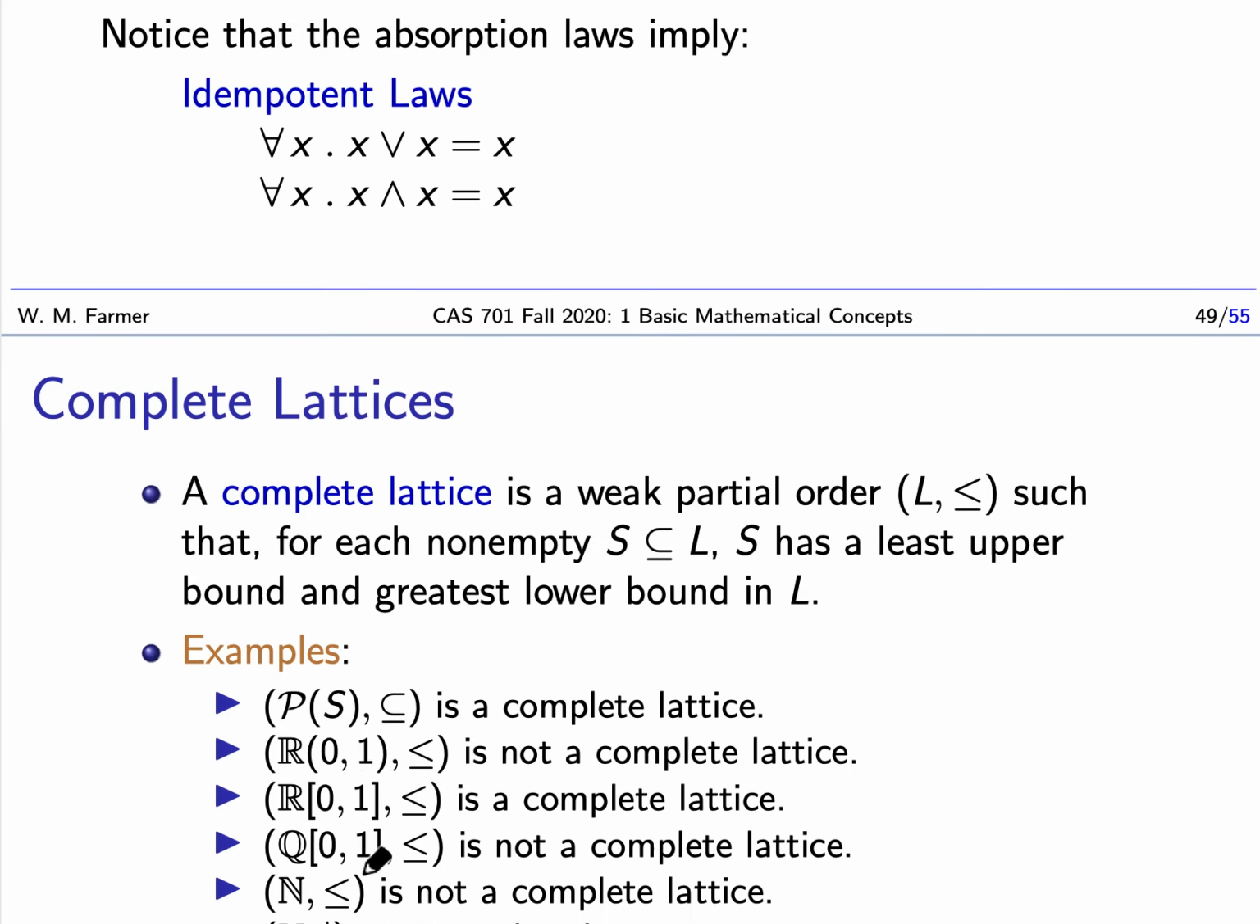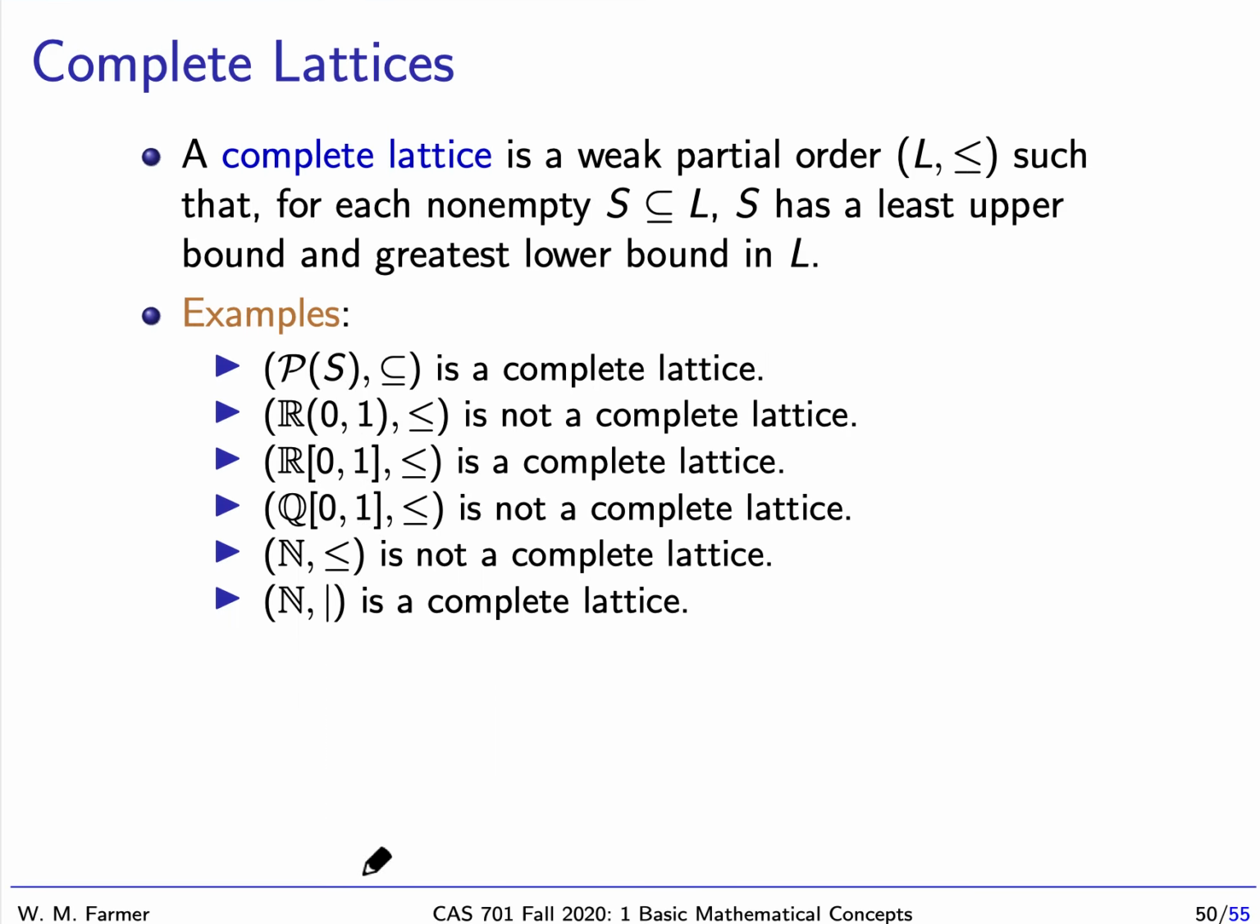Okay, we're going to talk about one more thing today. That is what is called a complete lattice. A complete lattice is a weak partial order, but if we take any set of members of L, that set of members has a least upper bound and a greatest lower bound. So you're probably wondering, well, how is this different than a lattice? A lattice is a weak partial order where if we take any set of two members of L, that set of two members has a least upper bound and a greatest lower bound. Here, we can have any number of members, including an infinite number of members.